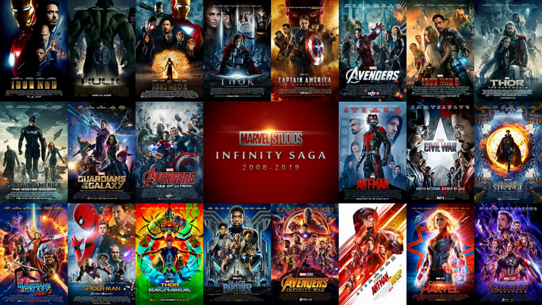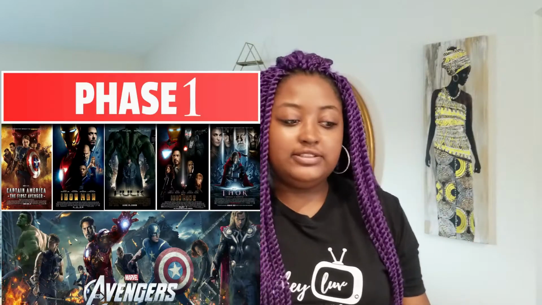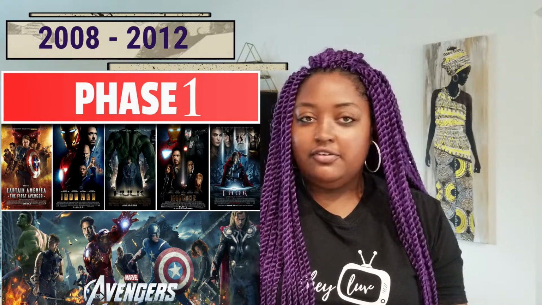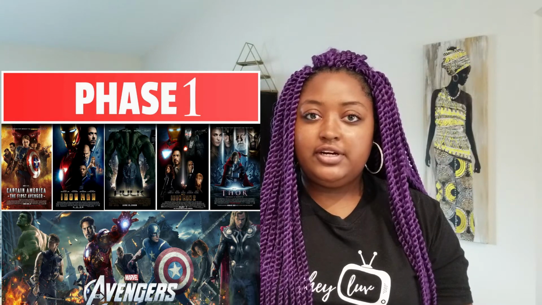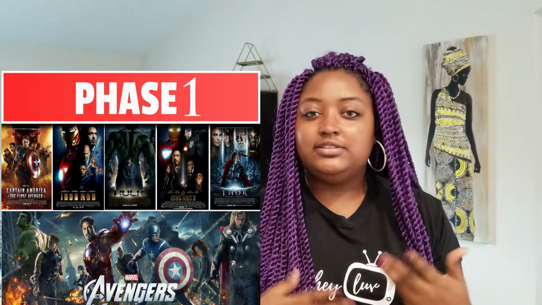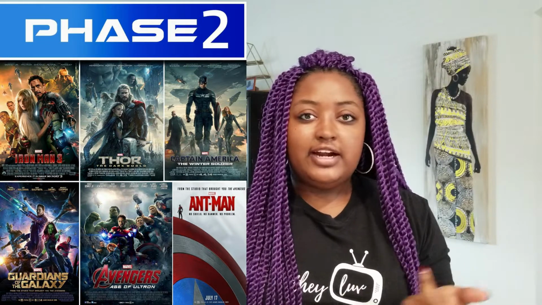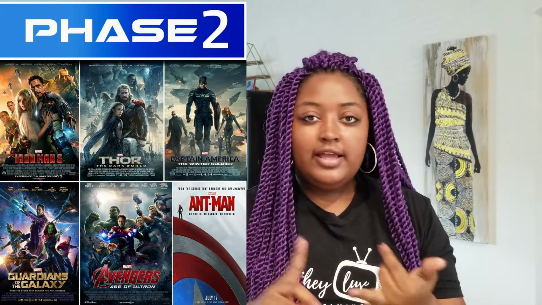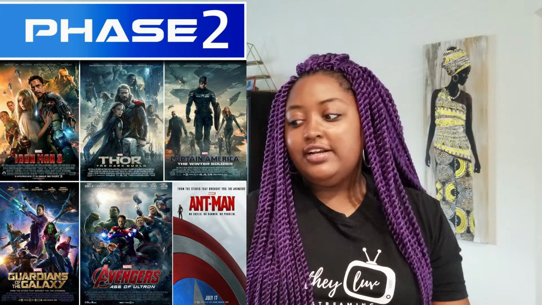Before I get into Phase 4, let me tell you which movies are in each phase, so you can get a vision of what it actually is. Phase 1 is from 2008 into 2012. That's Iron Man, The Incredible Hulk, Iron Man 2, Thor, Captain America: The First Avenger, and then The Avengers. Those are basically all the origin movies, the very first start of each franchise within Marvel. Phase 2, which was from 2013 to 2015, is Iron Man 3, Thor: The Dark World, Captain America: The Winter Soldier, Guardians of the Galaxy, Avengers: Age of Ultron, and Ant-Man.